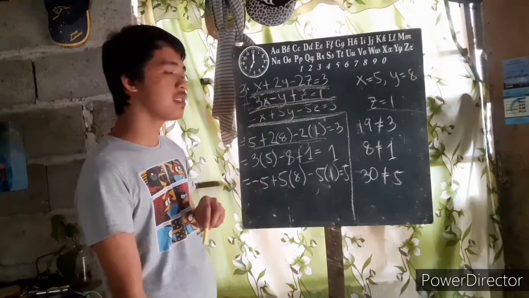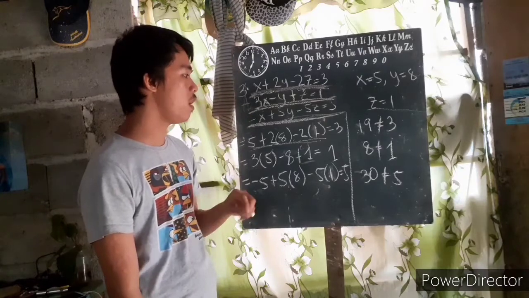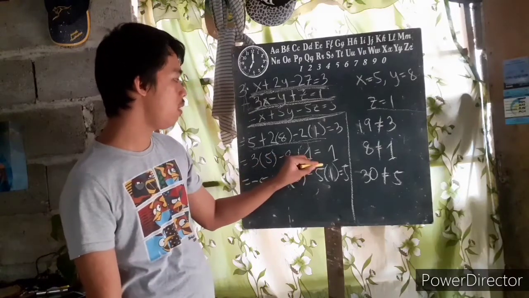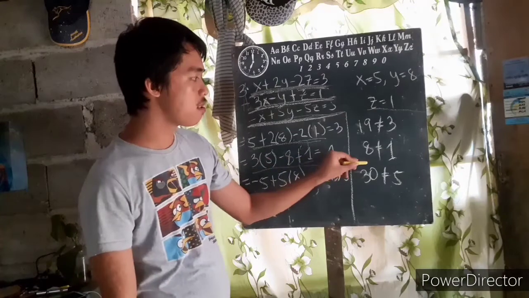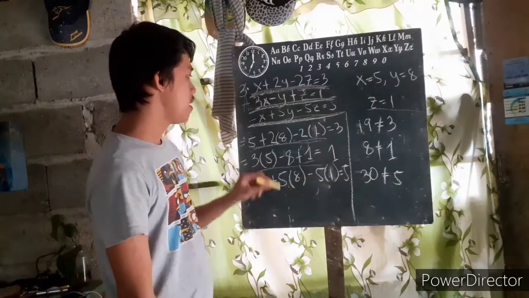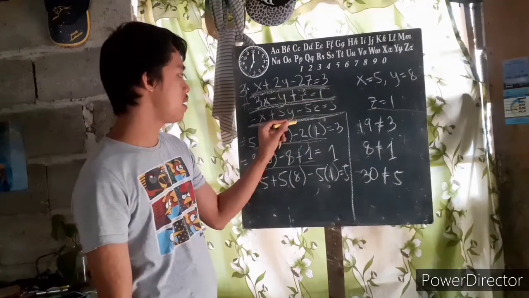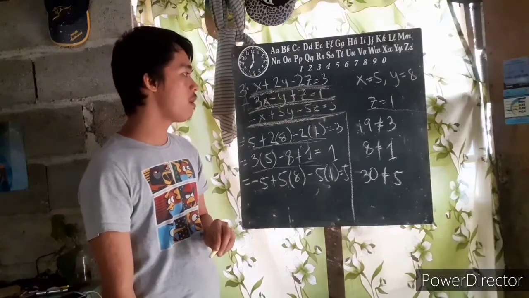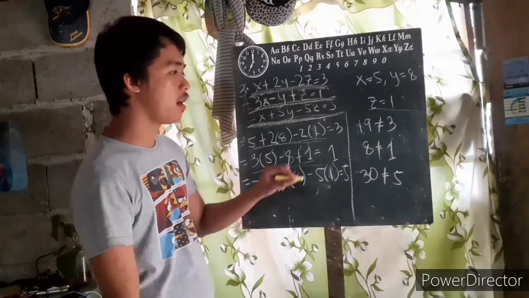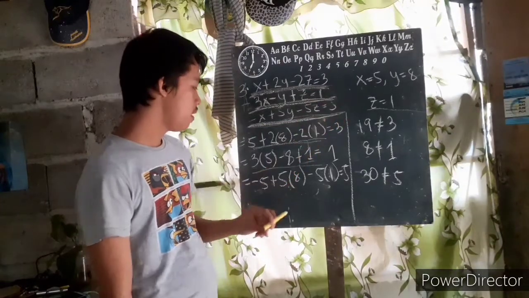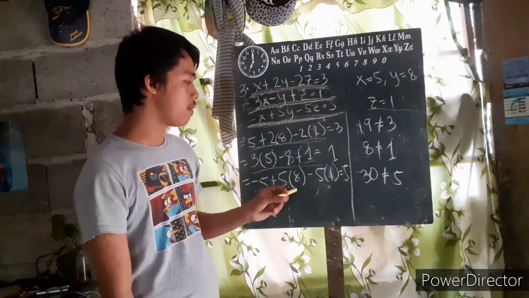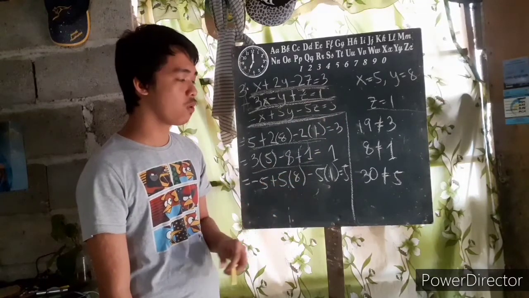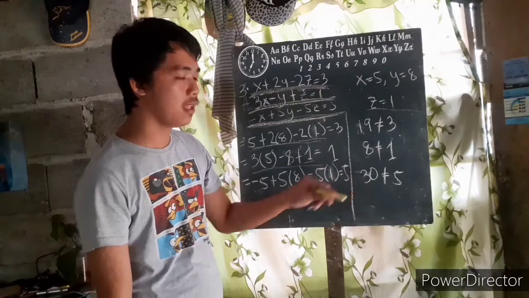So 3x minus y plus z equals 1. Substitute all the 3-tuple, then we get the answer of 8. Then next, the third equation, which is negative x plus 5y minus 5z equals 5. So again, substitute the 3-tuple. This is negative 5 plus 5 times 8 minus 5 times 1 equals 5. So we come up with the answer of 30.